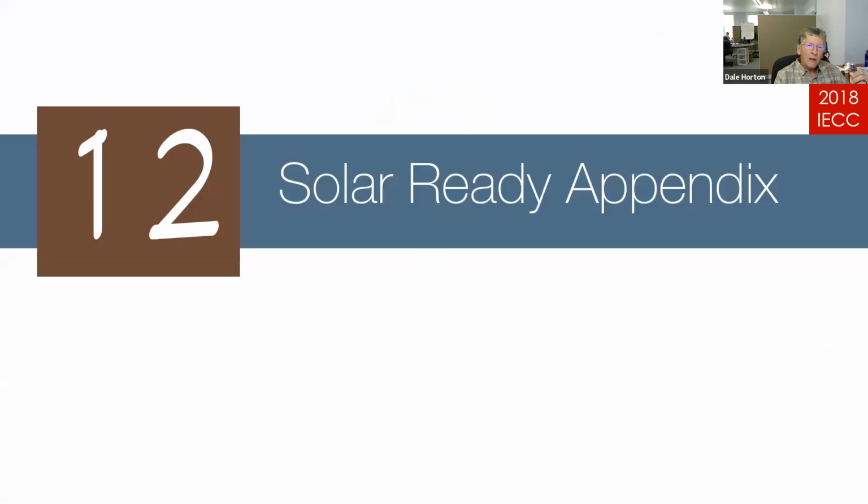I'm not sure if this is how the state is going to treat it, but in the 2018 IECC, there's a solar ready appendix, and I and others have recommended that the state include adoption of the solar ready appendix so that local jurisdictions will have the option of adopting it for their jurisdiction. It wouldn't be required of the state as a whole, but if a jurisdiction decided that they want these elements of the solar ready appendix to be a requirement, then they would have that option.